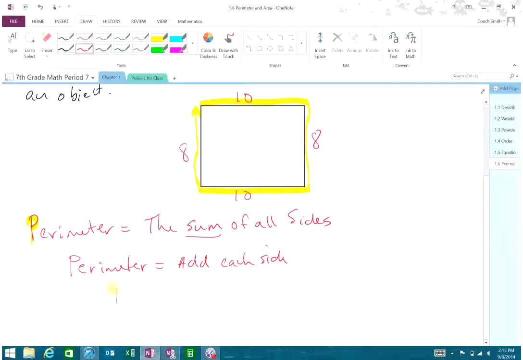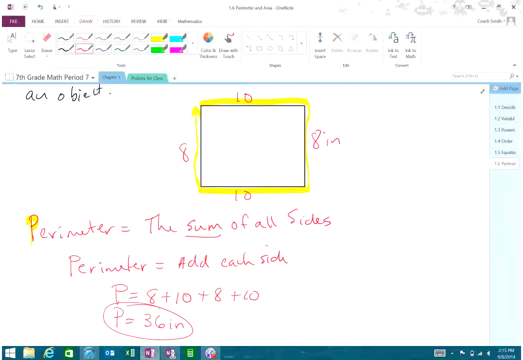So to figure the perimeter of our rectangle up there, you would take 8 plus 10 plus 8 plus 10. We'll say that it's in inches. Okay, when you add those up, you get 36 inches. So that is the distance around that rectangle. Call it an object, whatever you want to call it, but that's the distance around that rectangle.